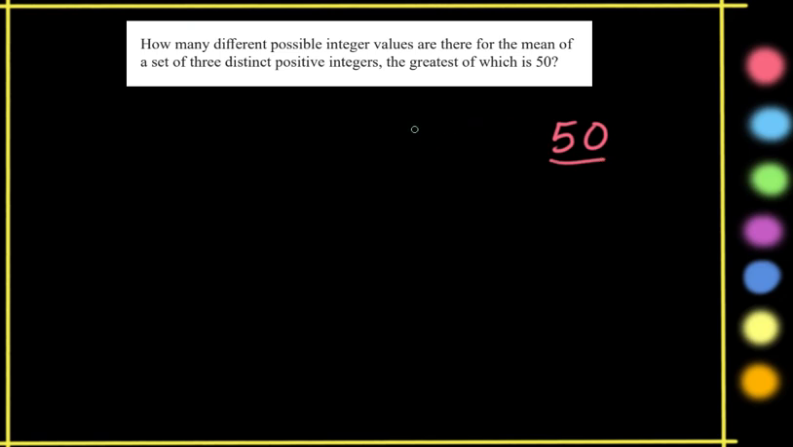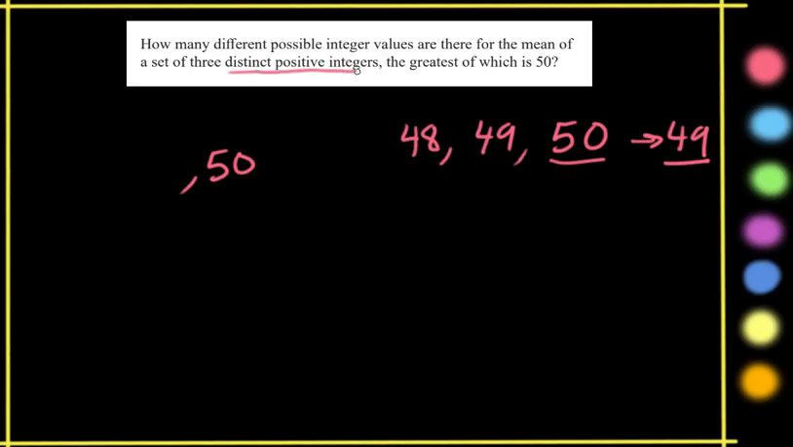So the biggest I'm going to be able to get is if I have 48, 49, and 50. And of course the mean there is 49. That's going to be my biggest mean that I can possibly get. Now what's going to be my smallest mean that I can possibly get? My biggest value is still got to be 50, but I want to make it as small as possible. And it says that these are distinct positive integers.